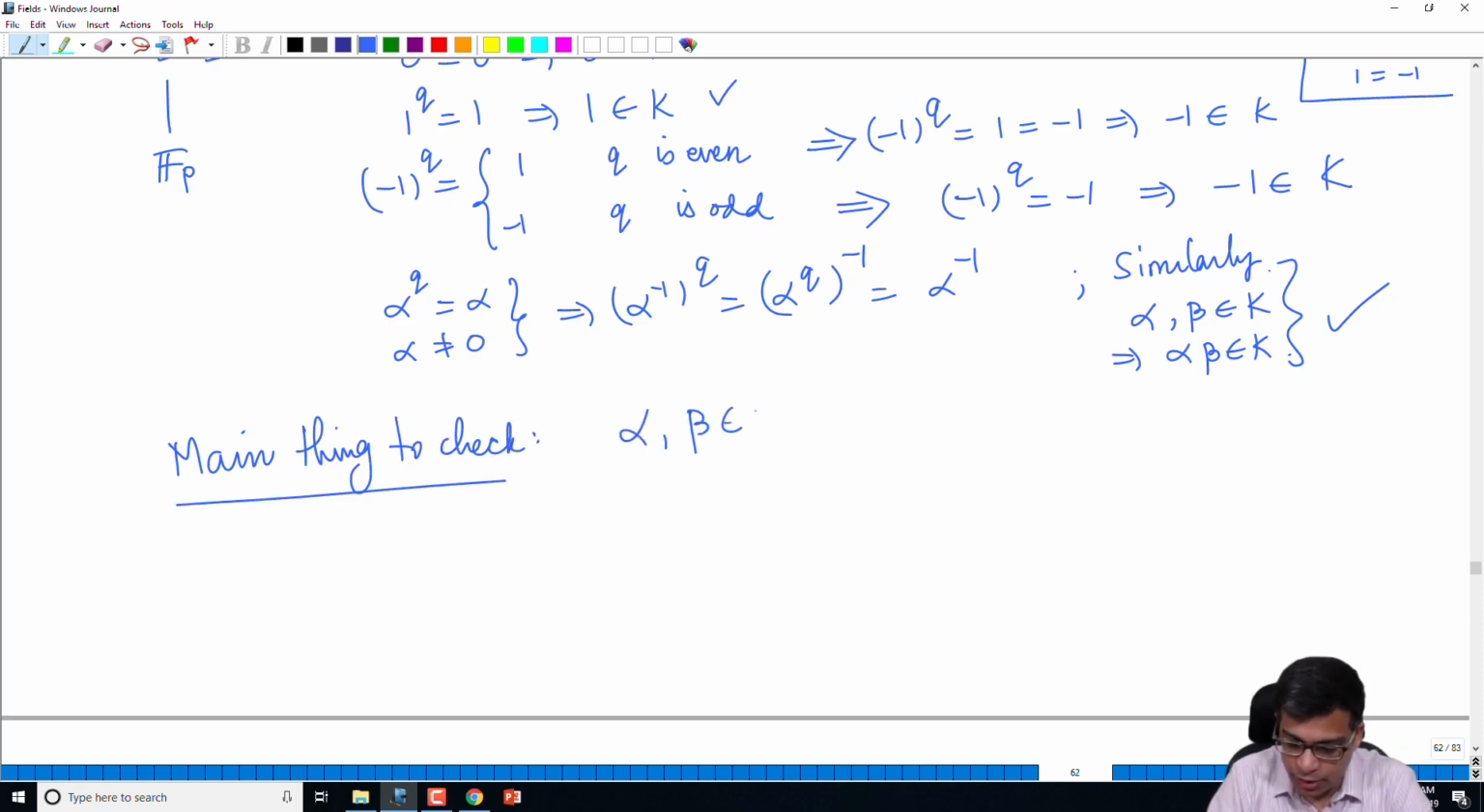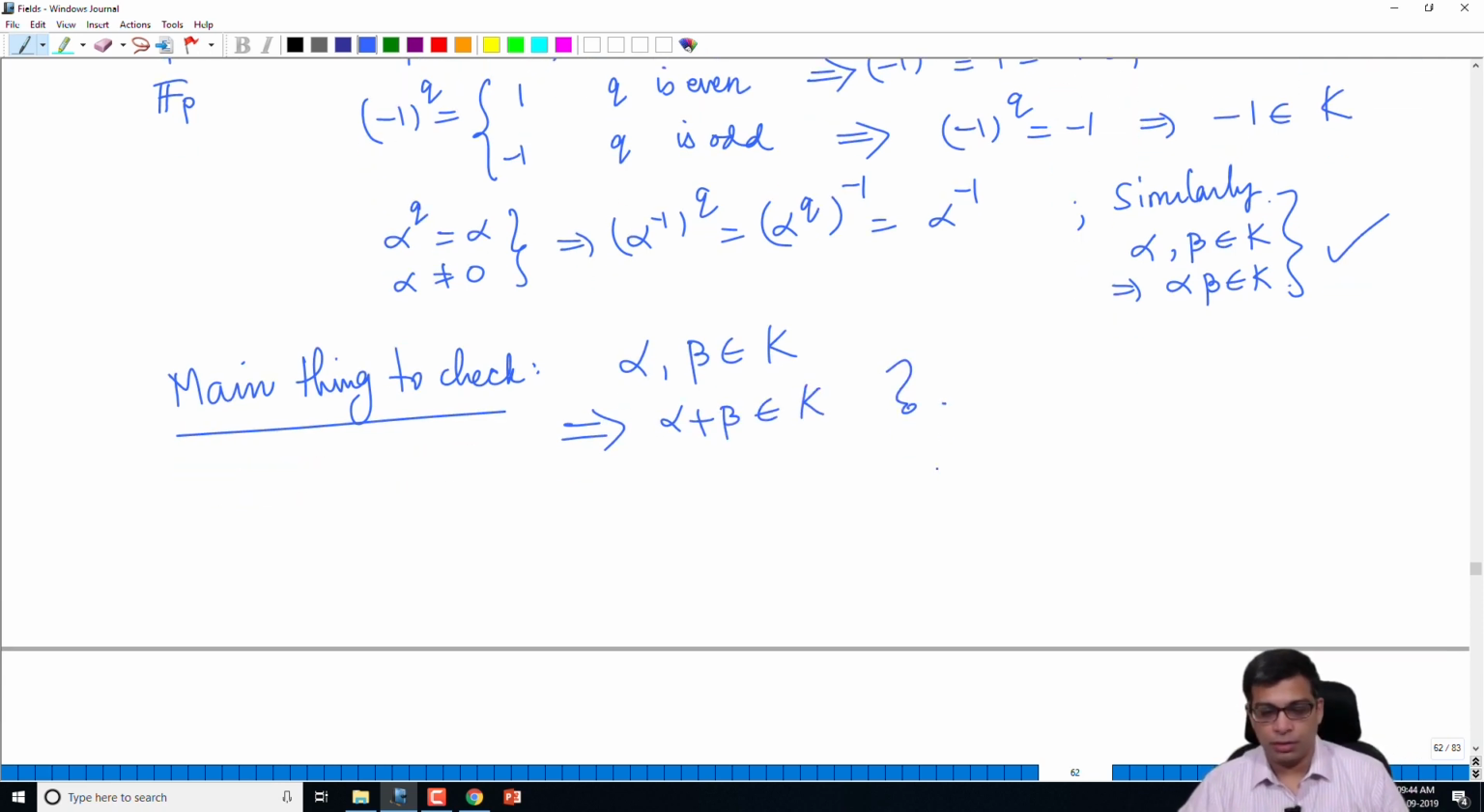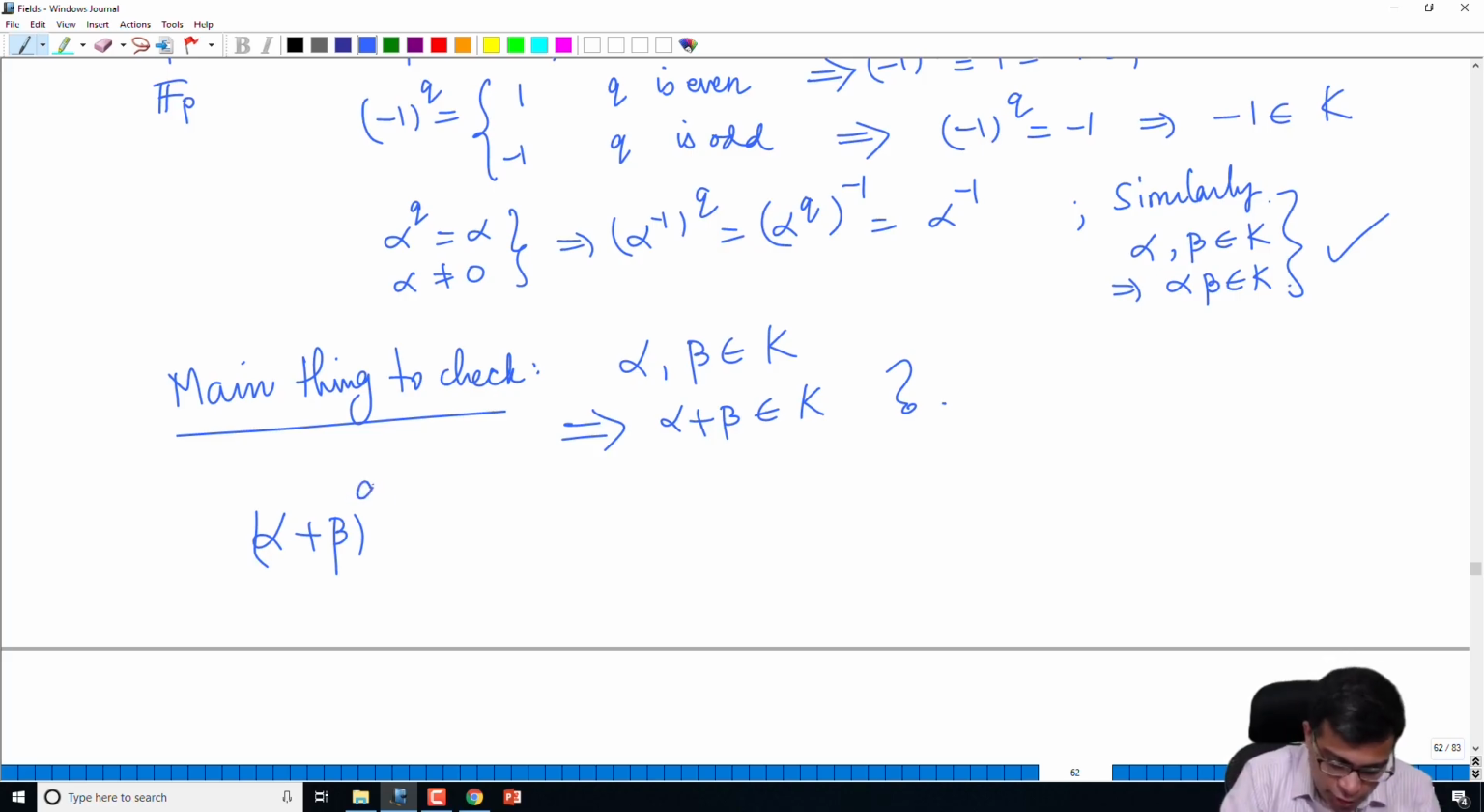Let's say alpha and beta are in k. We want to show that alpha plus beta is in k. And this is where the characteristic again comes to our rescue. Again, let me remind you, what is the meaning of being in k? That means its qth power is itself. So let's take the qth power, alpha plus beta power q.